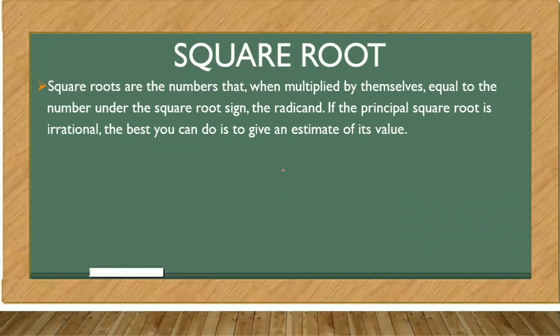Alright? If the principal square root is irrational, kapag daw ang ating principal square root is irrational or walang perfect square, the best you can do is to give an estimate of its value. So, ang dapat natin gawin para makuha natin yung kanyang principal square root, yung ating estimate value. Mag-estimate tayo. So, malalaman natin yan kung paano mag-estimate. So, we have an example.